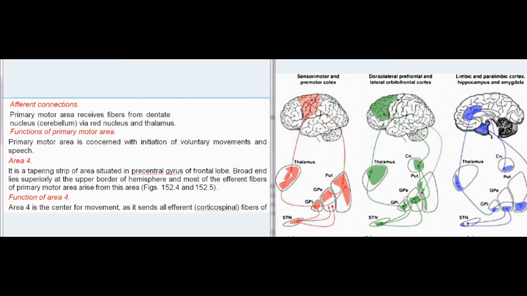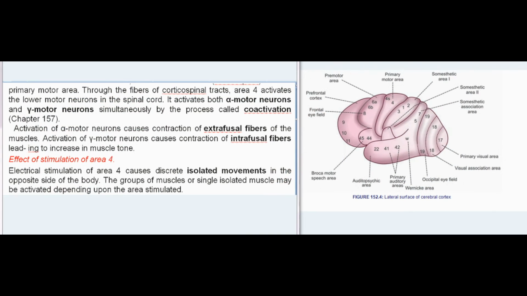Functions of primary motor area. Primary motor area is concerned with initiation of voluntary movements and speech. Area 4. It is a tapering strip of area situated in precentral gyrus of frontal lobe. Broad end lies superiorly at the upper border of hemisphere and most of the efferent fibers of primary motor area arise from this area. Function of area 4. Area 4 is the center for movement. It sends all efferent corticospinal fibers of primary motor area.